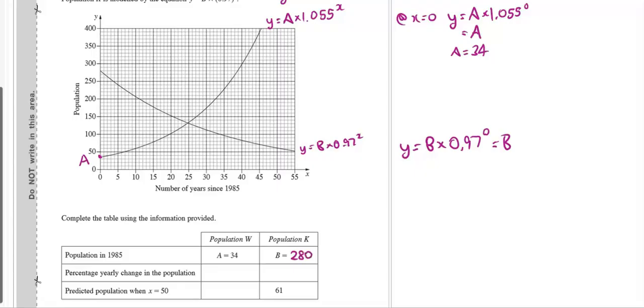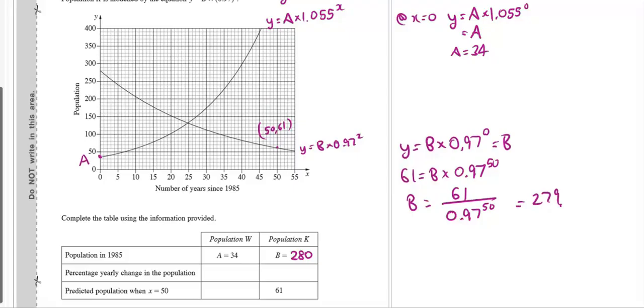The other thing I could do is use this point here, the fact that the answer is 61 when x equals 50. So the fact that it has to go through this point, 50, 61, reveals to me that 61 equals b times 0.97 to the 50. So b is 61 on 0.97 to the 50, which is 279.73, and so on. It's approximately 280 no matter how you do it.